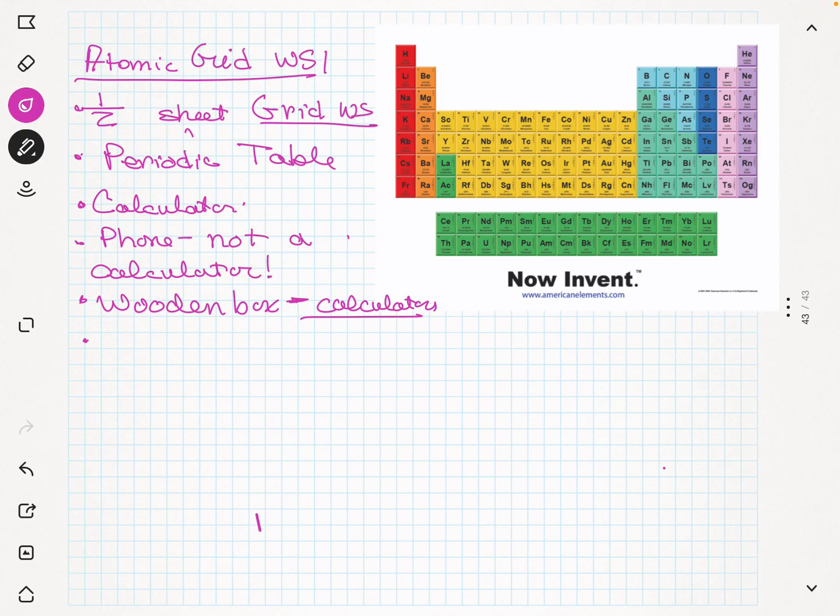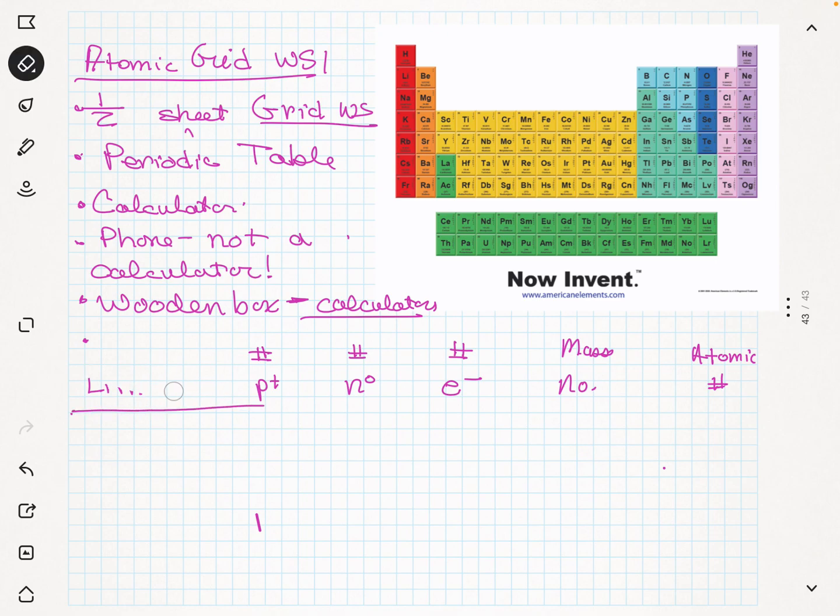Okay, so I'm going to write down, just line by line, a few of these. The first thing we're given is lithium. And for lithium, we are asked the number of protons, that means protons, the number of neutrons, that means neutrons, the number of electrons, the mass number, and the atomic number. So this is the first one we're asked for. I'm going to move the lithium down.